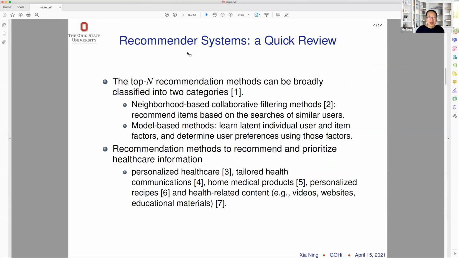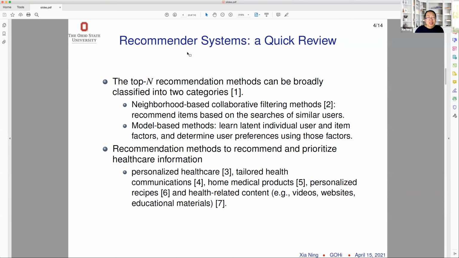So again, coming back to recommender systems. This is a quick overview, and I want to tell you some very basic but very effective ideas for making very accurate recommendations. The recommendation algorithms, particularly the top N recommendation algorithms, which recommend the N most likely items that a user may purchase, can be broadly classified into two types. The first one is called neighborhood-based collaborative filtering. The idea is actually very straightforward.